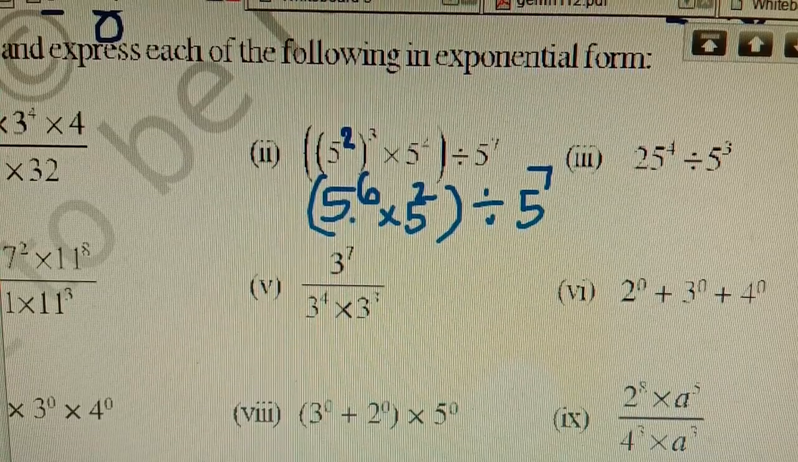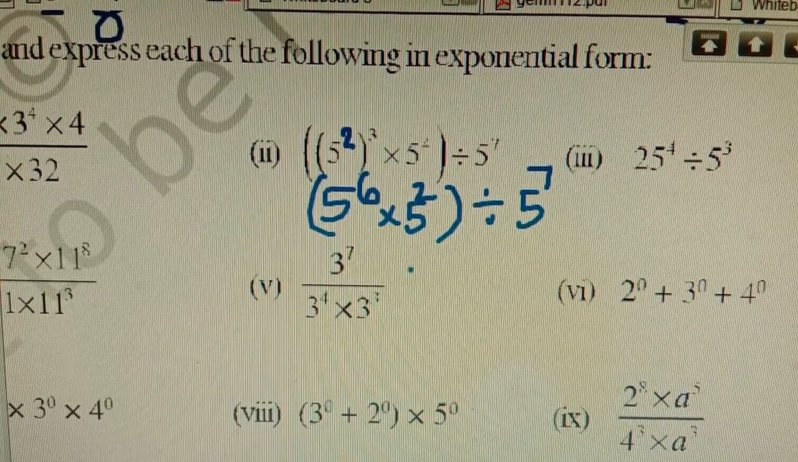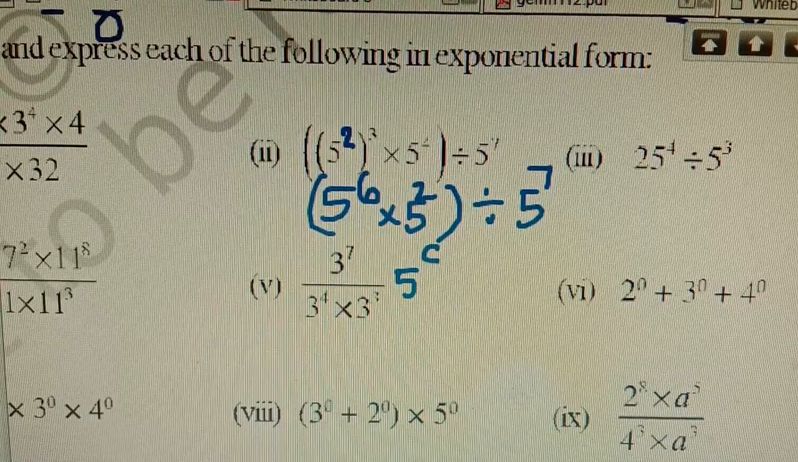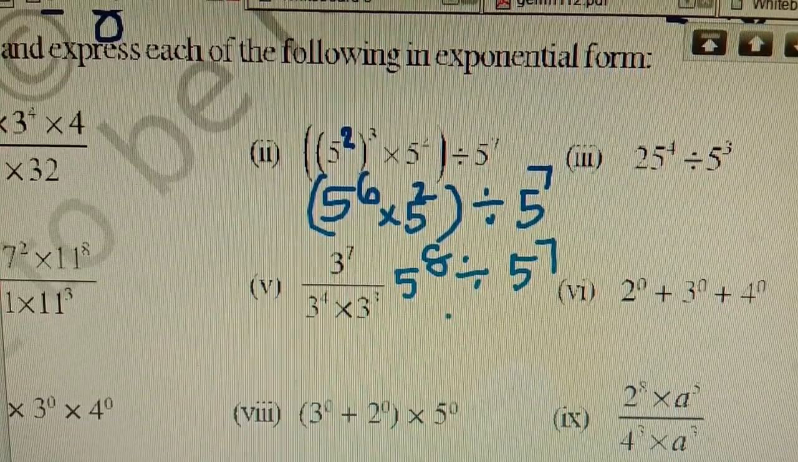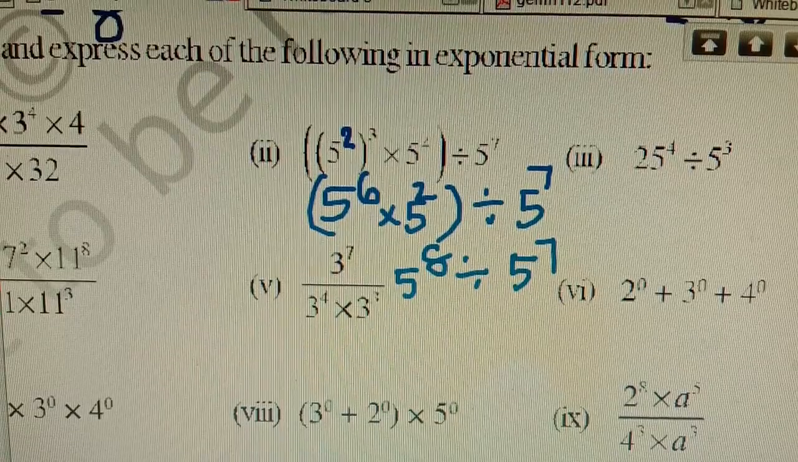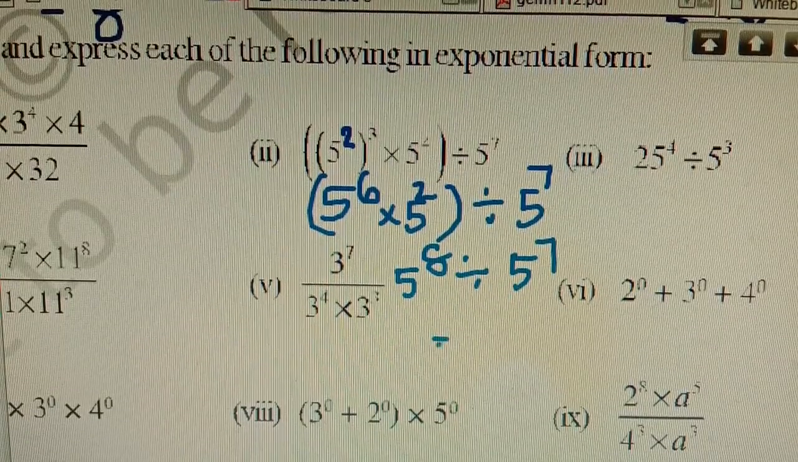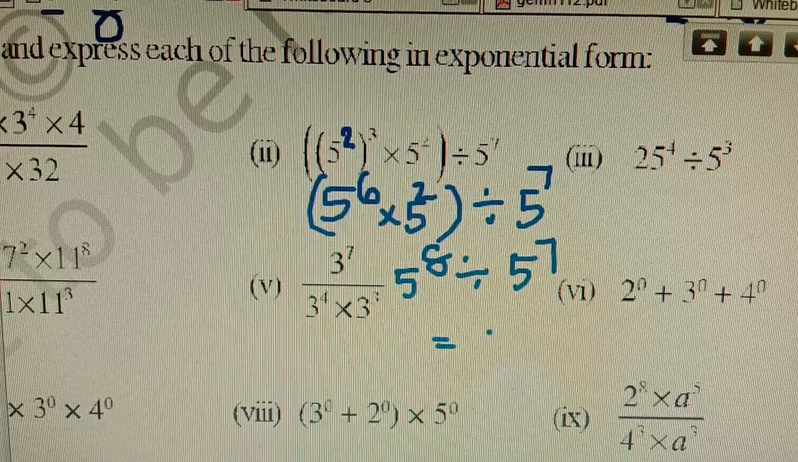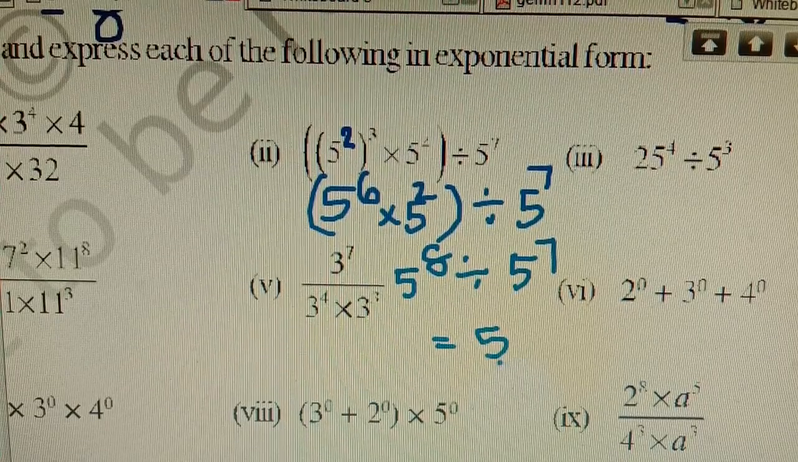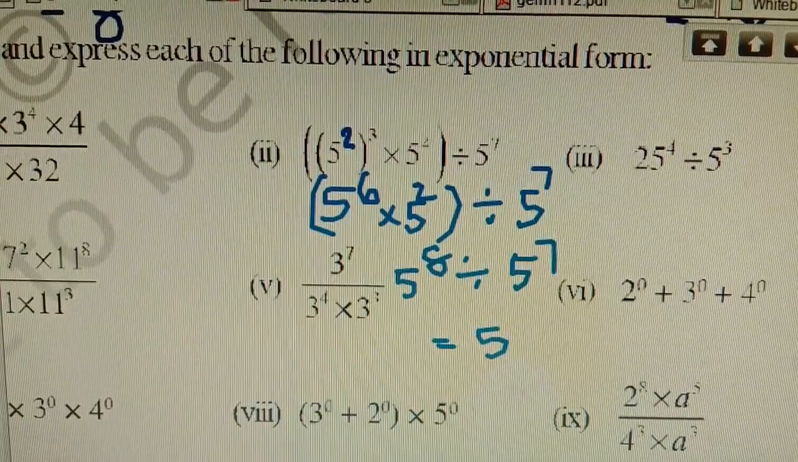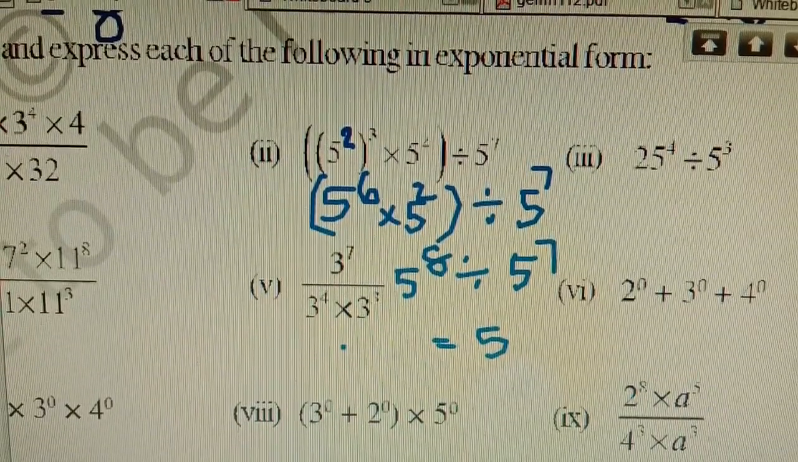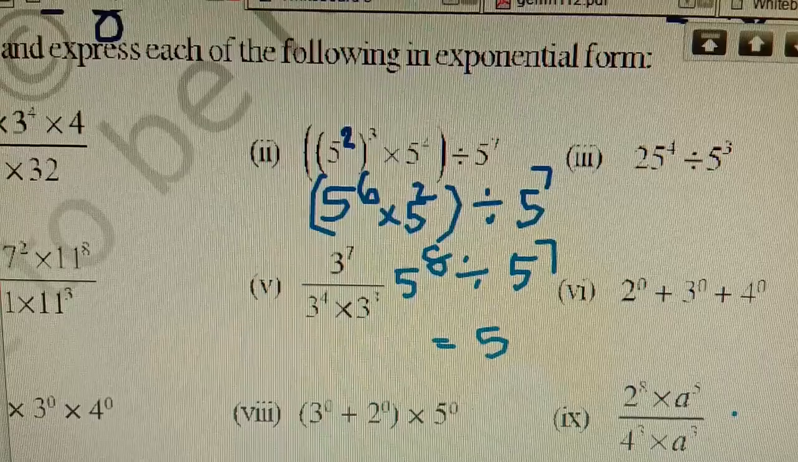Okay, then in bracket 5 to the power of 6 into 5 to the power of 2, that is 5 to the power of 8 divided by 5 to the power of 7. So there is division, so we subtract the power. 8 minus 7 is 1. So 5 to the power of 8 minus 7, that is 5 to the power of 1. So answer is 5. Okay, 5 to the power of 8 divided by 5 to the power of 7 is 5 itself. Now the next one.